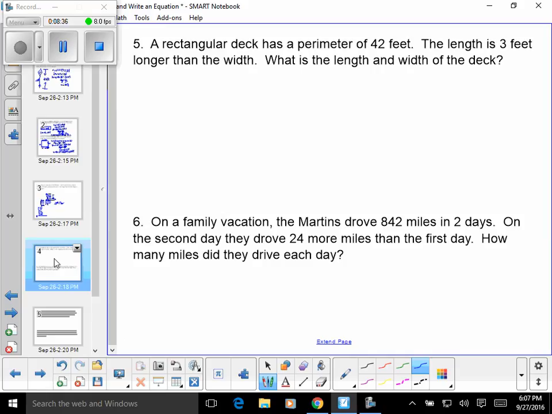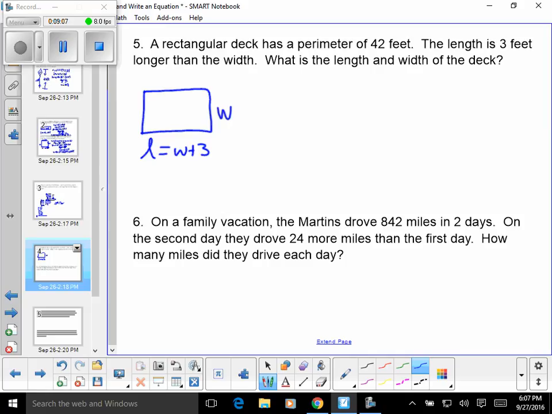Number 5 is going to be very, very similar to number 3. So I want you to hit pause, and then I'll show you how to work the problem. I'm going to start out with a diagram again. Here's my width. Here's my length. Notice it says the length is 3 feet longer. So that means it is W plus 3.